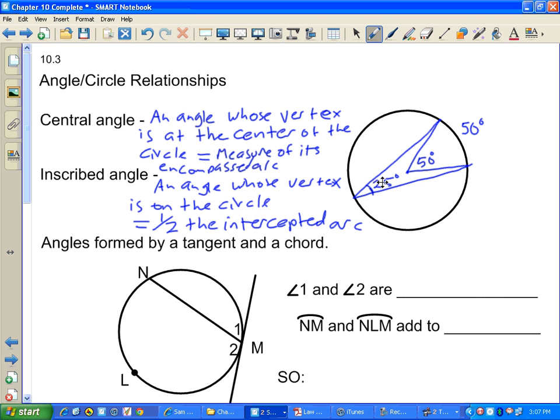Okay, so you can use that. So if you know the inscribed angle, you can find the arc. If you know the arc, you can find the inscribed angle or the central angle.